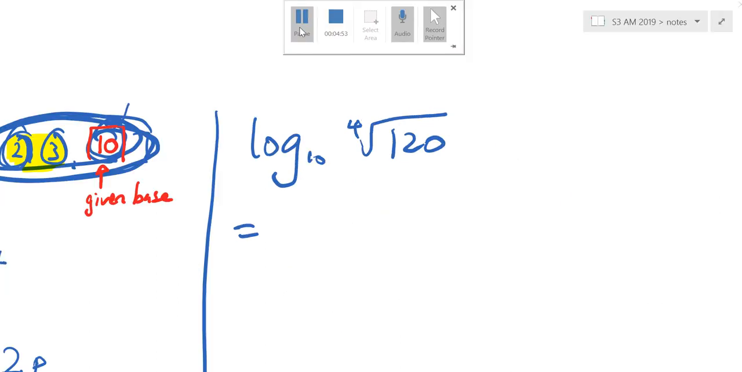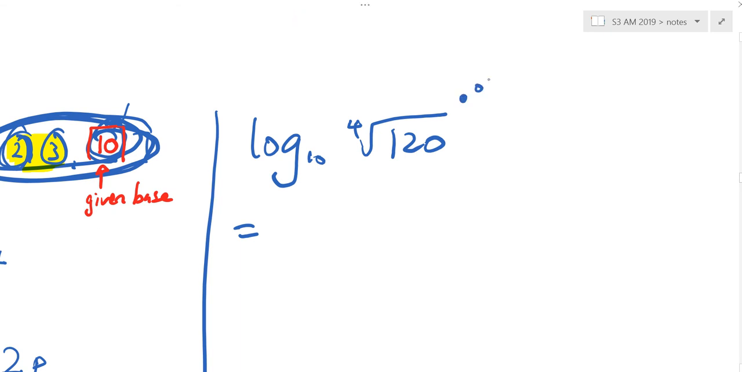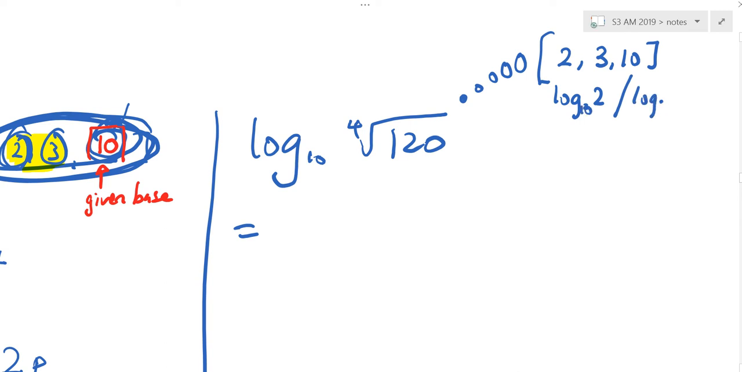What you are hoping is that you can convert everything into 2, 3 and 10. Meaning to say you're hoping to convert to log 10 2 or log 10 3 or log 10 10, because you know log 10 2 is P, log 10 3 is Q, and log 10 10 is 1. So then this will help you.